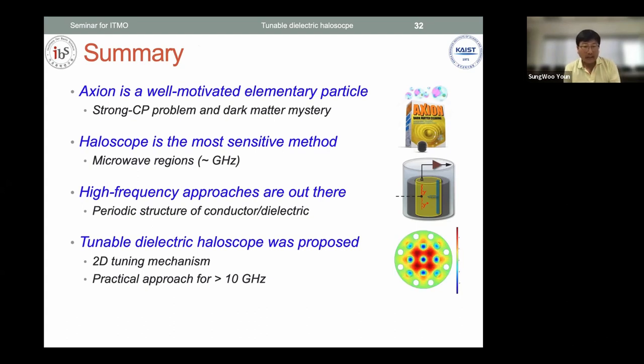of the conductor in the dielectric material. So CAPP recently proposed a tunable dielectric material haloscope, and then we did a demonstration and showed the results. We are sharing with you guys. All right. So thank you very much for this.